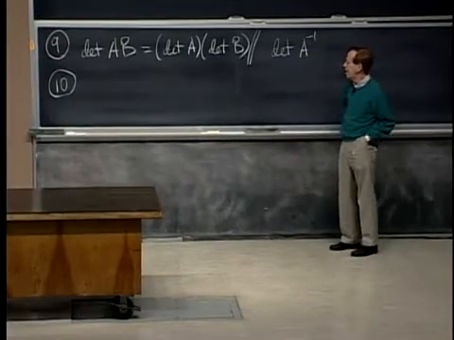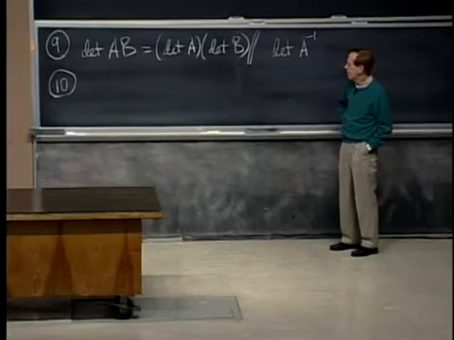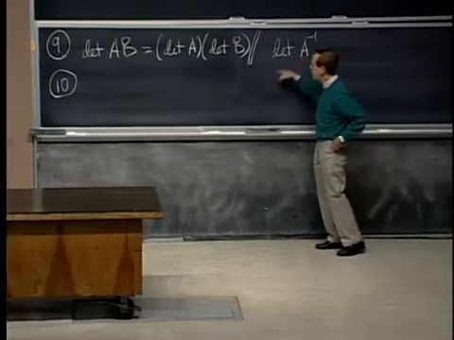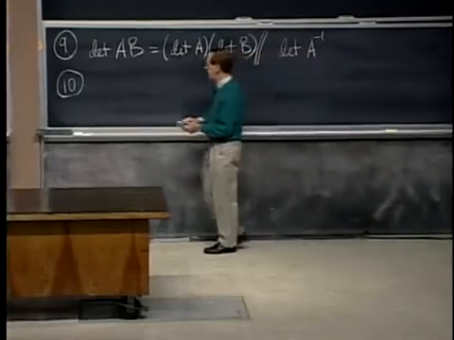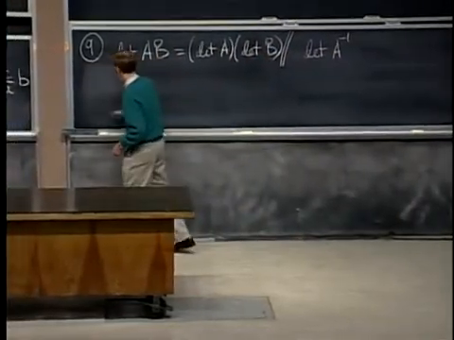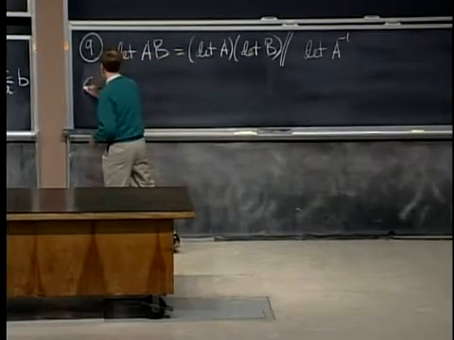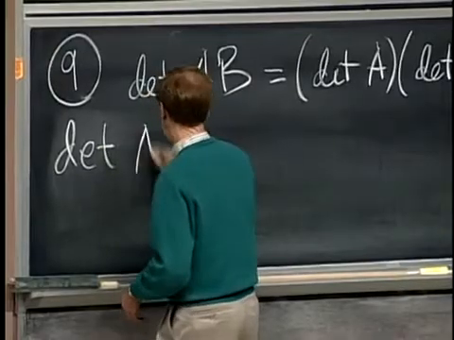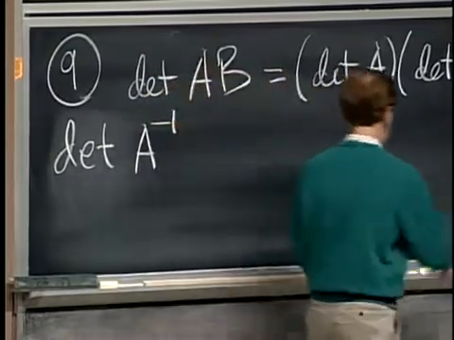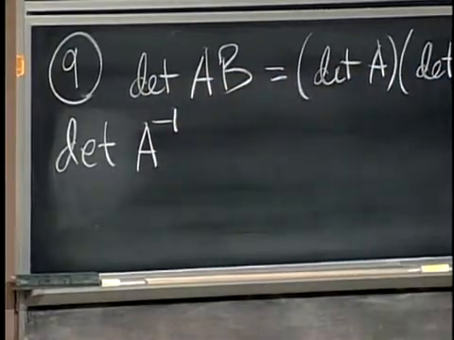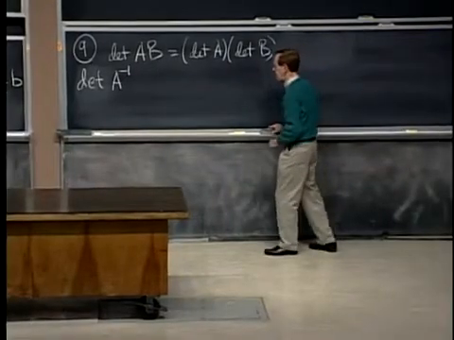Using that property 9. Let me put that underneath, because the camera is happier if it can focus on both at once. The determinant of A inverse, because property 10 will come in that space.